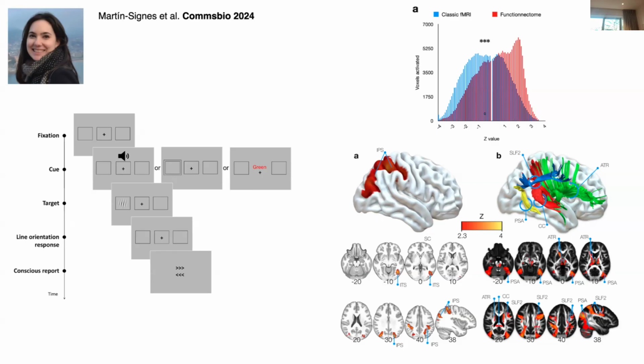In some, you were conscious of it. You can say you saw the target. In others, you were not conscious of it. You didn't see the target. You can see that you have what we call a double dissociation.